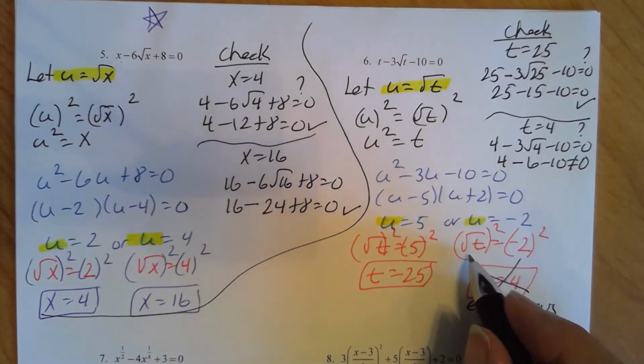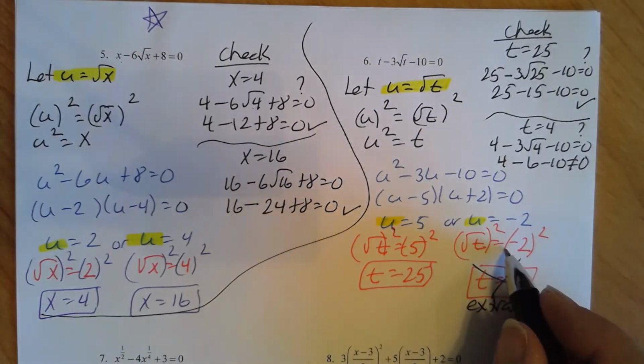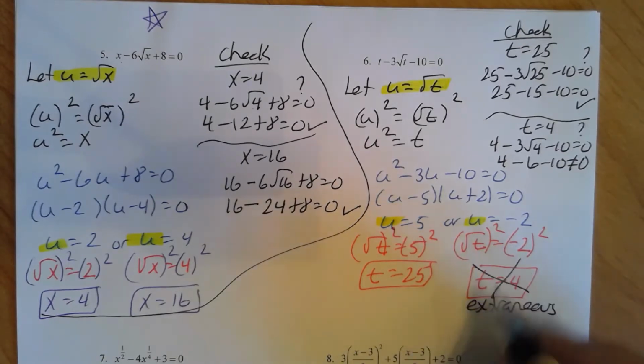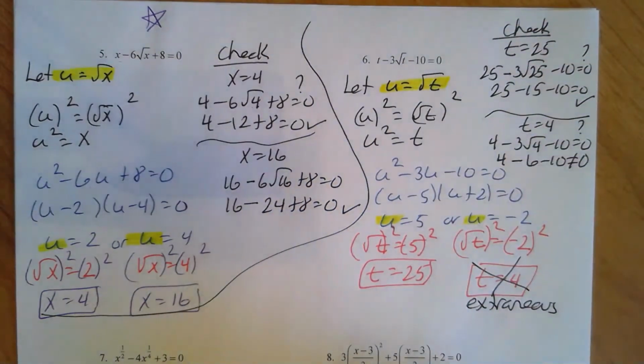Now, why did I get an extraneous answer? Because if you look back at the square root equal to negative 2, there's no way to take the square root, if you don't have the plus or minus, and get a negative. So if you understand that a little bit better, you could have known that's not going to work. If not, just make sure you check your answers.